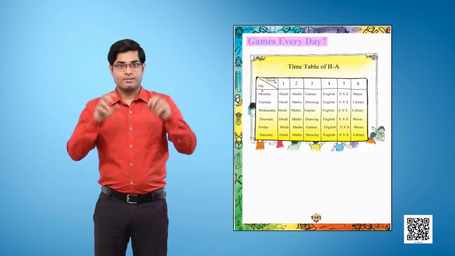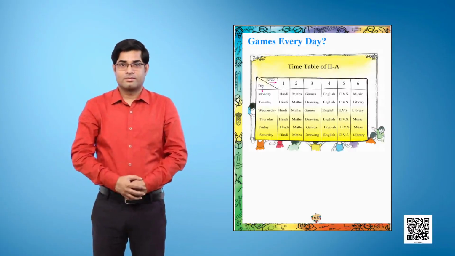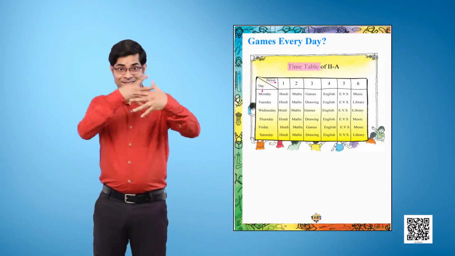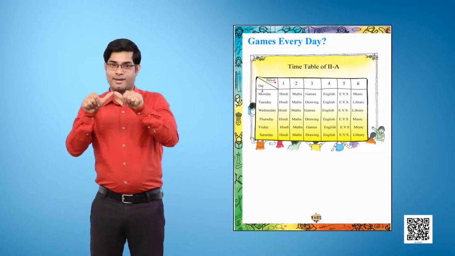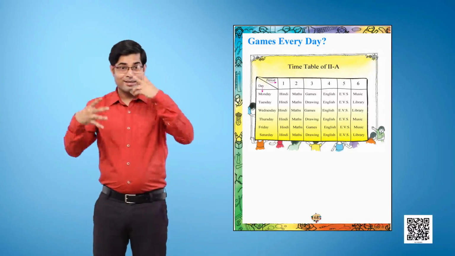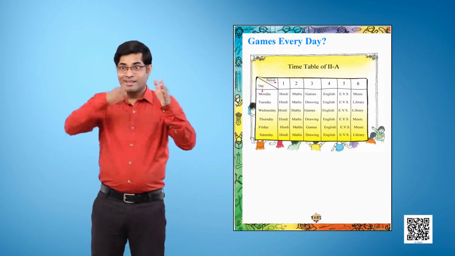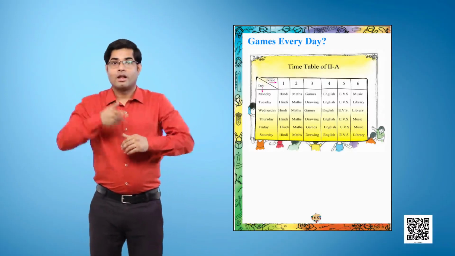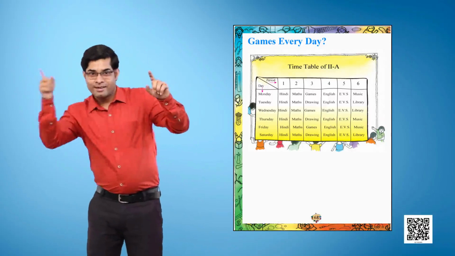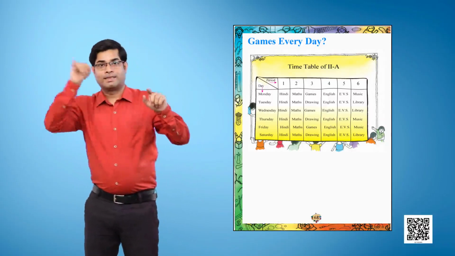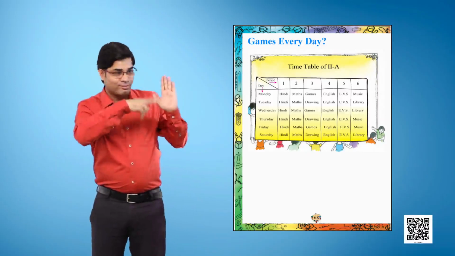Games every day? This part presents the timetable of class 2A. The rows in the timetable shows days and columns are for periods. Let's read the timetable row-wise. Timetable of 2nd A.